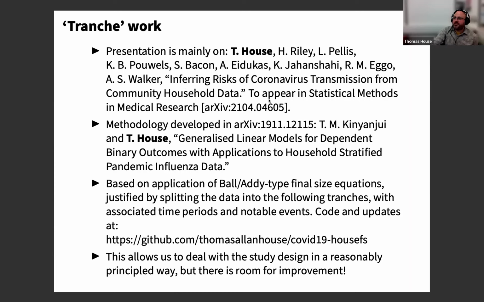Okay, so this is the peer-reviewed paper with this. It was methods Tim Kinney, Julian and I wrote just pre-pandemic, and it's based on what I call the late 20th century Ball and Becker type final size equations. All the code's open. Like a lot of people, I've finally moved from MATLAB to Python, so it's all open in Python for people who want to download and use this method.